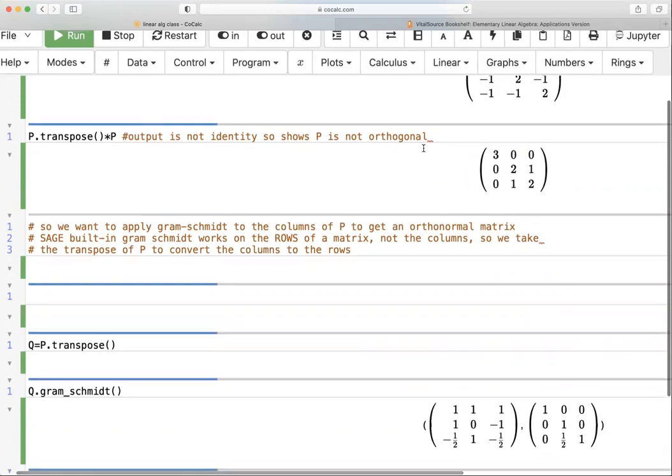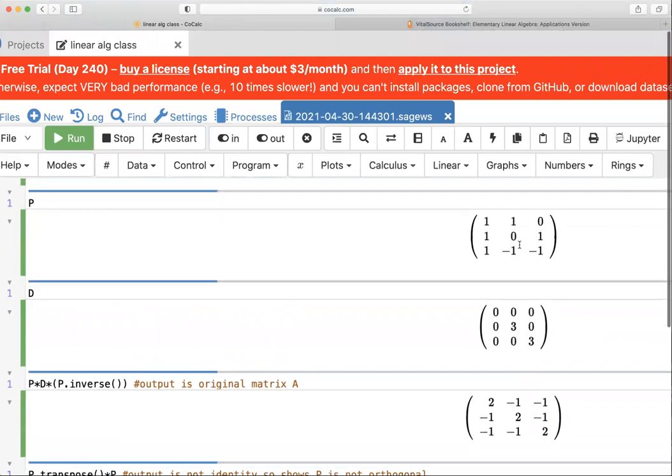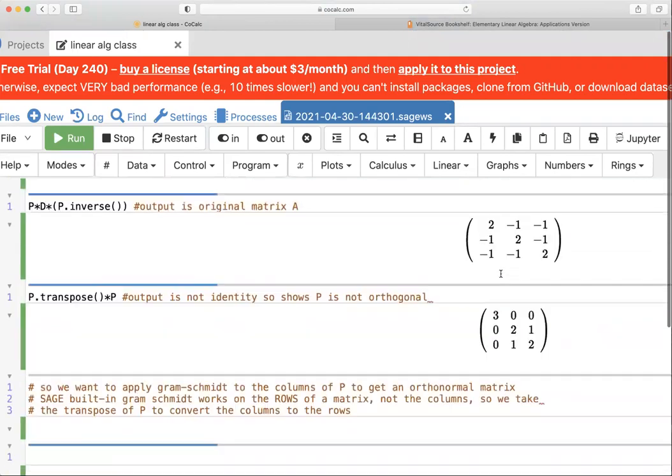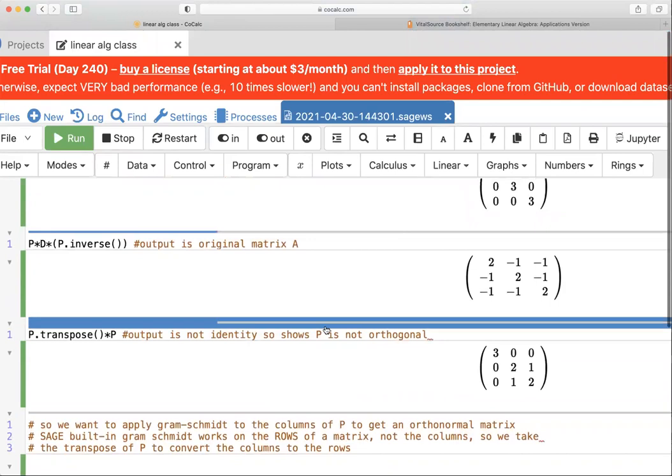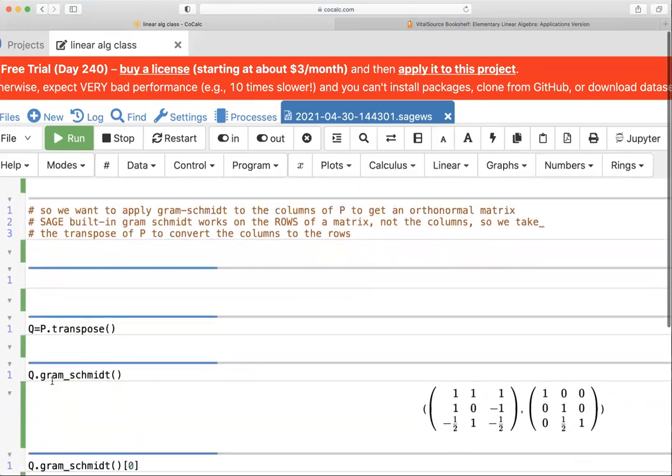So this matrix P up here consists of the eigenvectors. And what's wrong with it? Well, what we want is eigenvectors that are orthonormal to each other, or form an orthonormal basis. Okay, so we then just take the transpose, and that's only to just apply the Gram-Schmidt to the rows.